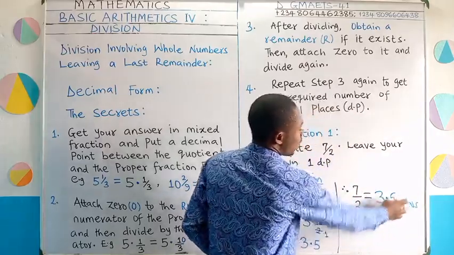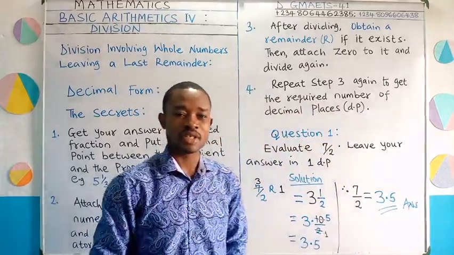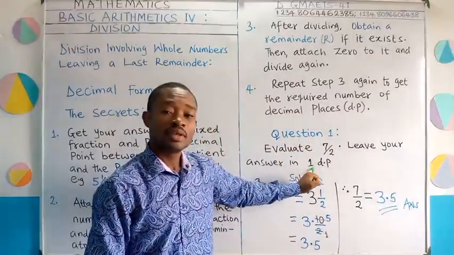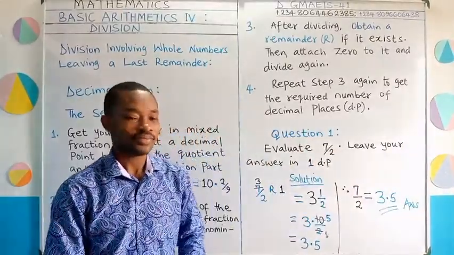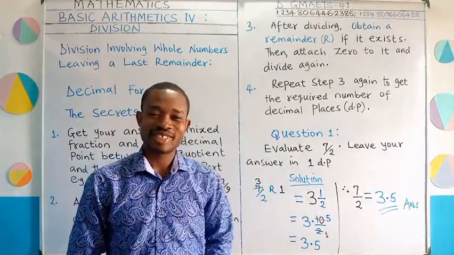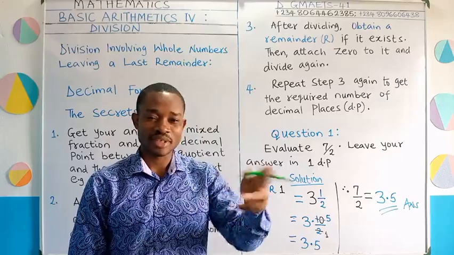How many decimal digits do I have here? Just 1 decimal digit. That's what we mean by leaving your answer in 1 decimal place. This DP means decimal place. Did you enjoy this? It's very simple. Okay? It's just very simple.